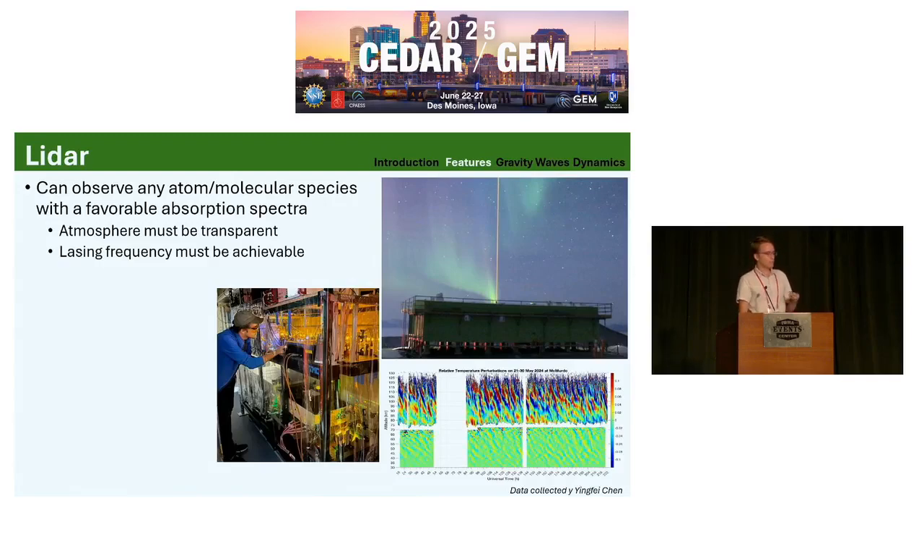What's special about LiDAR is that you can observe any molecular or atomic species that has a favorable absorption spectrum. What I mean by favorable absorption spectrum is that the atmosphere is transparent, meaning the atmosphere doesn't suck up your laser beam before it reaches the constituent you're trying to probe, and that there is an existing laser system that can reach that frequency.